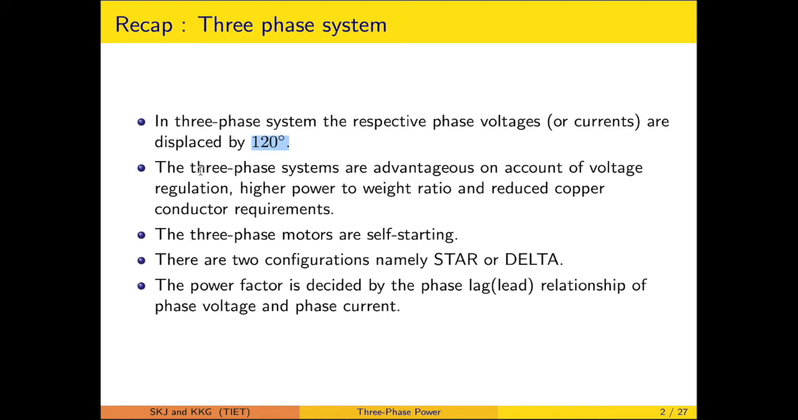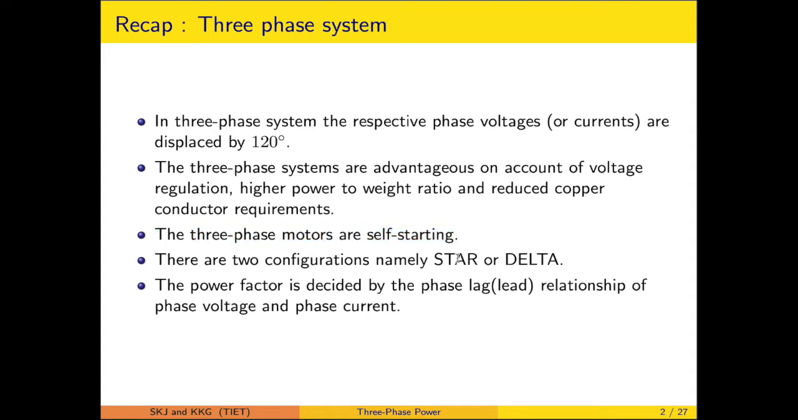Three-phase system is advantageous on account of the improved voltage regulation, higher power to weight ratio and the reduced requirement of the copper conductor. In the three-phase system, the three-phase induction motors are self-starting, whereas the single-phase motors are non-self-starting. So this particular point is in favor of the three-phase system.